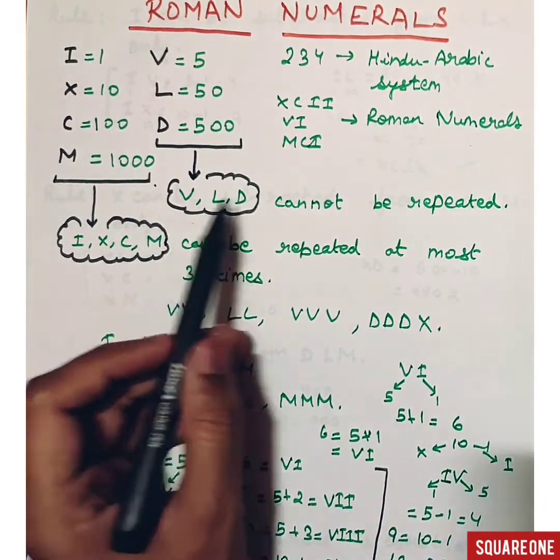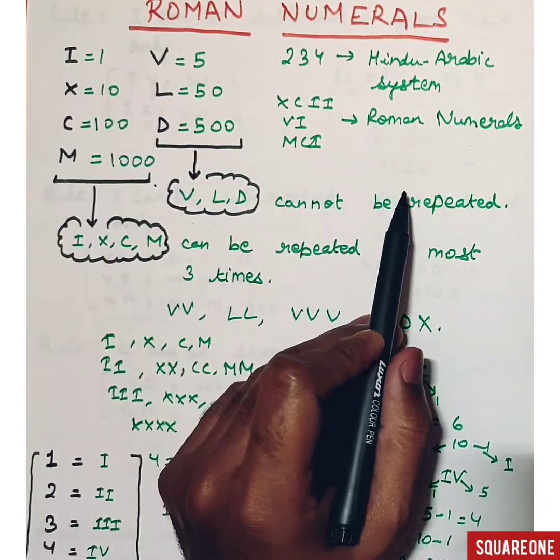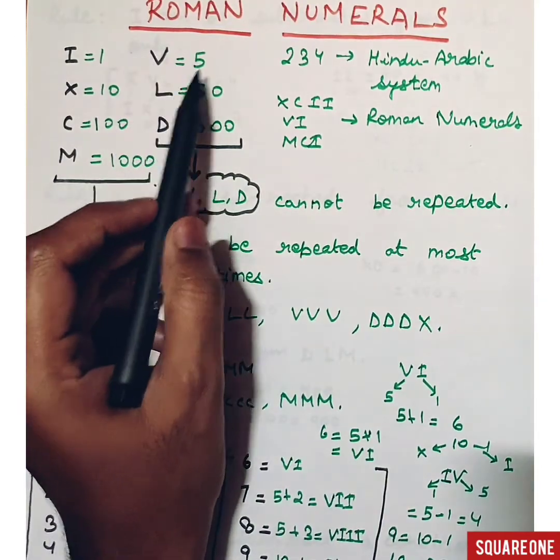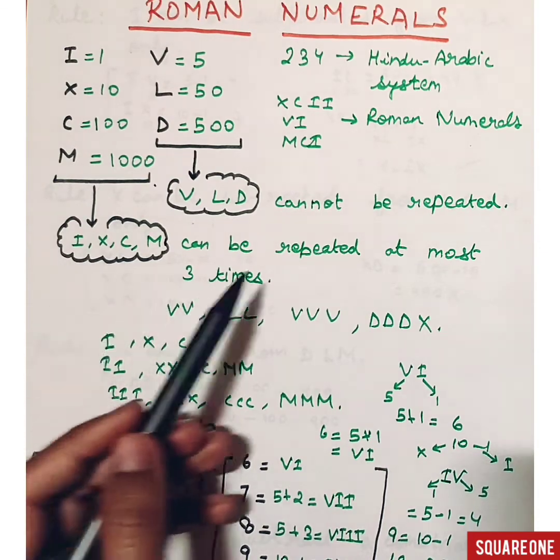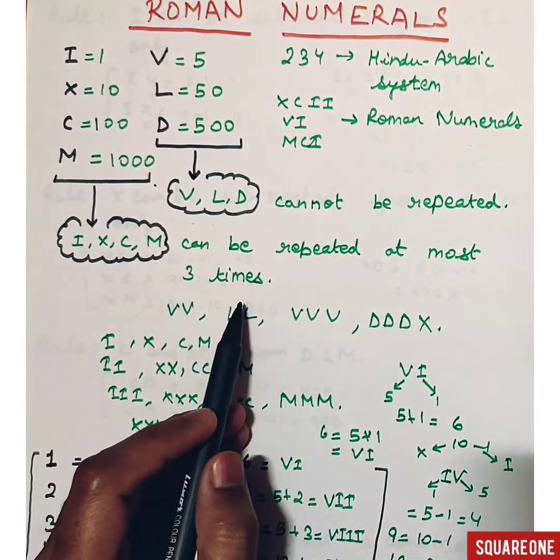I told you that V, L, D, these digits cannot be repeated. That is, the digits that contain 5 in them. The digits that contain 1 in them can be repeated, but at most 3 times, okay?